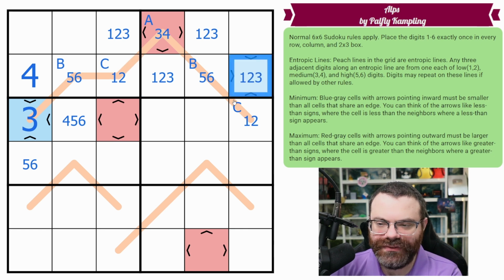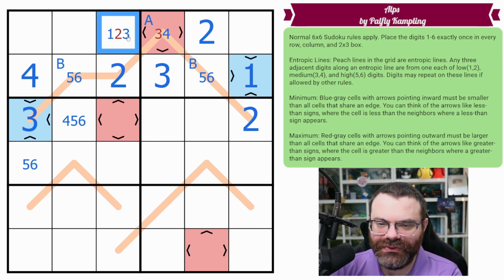So this ends up 1, 2, 3. It can't be a 3. Oh, wait. It has to be less than this one. So this has to be the 1. This has to be the 2. This ends up a 2. This ends up a 3, 2.